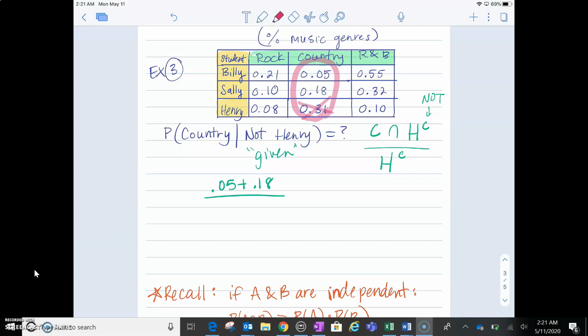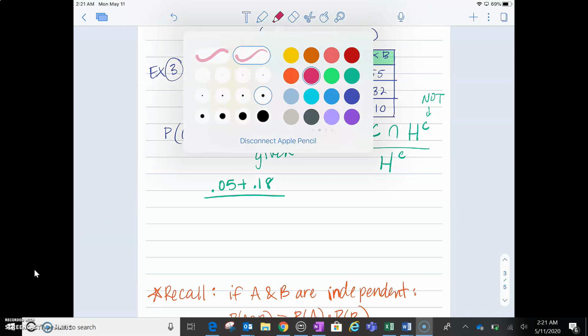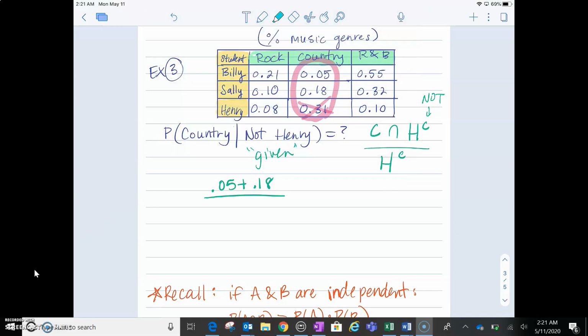So I'm going to use another color. Let's do blue. We want the total that's not Henry. So we have to eliminate all of the Henrys because we want not Henry, and you want to use all of those percentages. So we actually have to combine all of that. So 0.21 plus 0.10 plus 0.05 plus 0.18 plus 0.55 plus 0.32. I know it's kind of weird, but not too bad, hopefully.